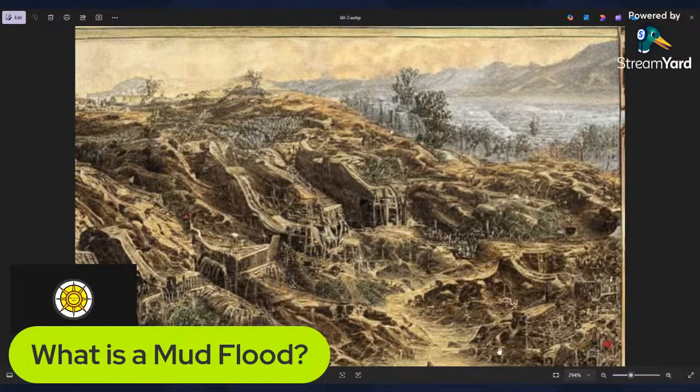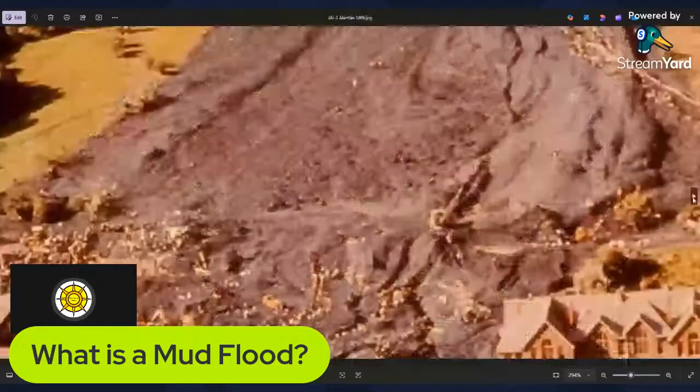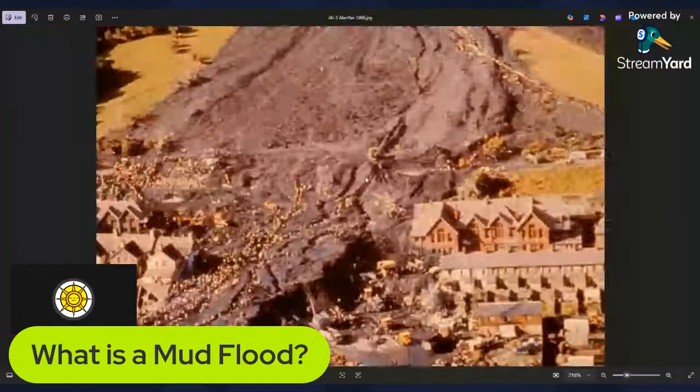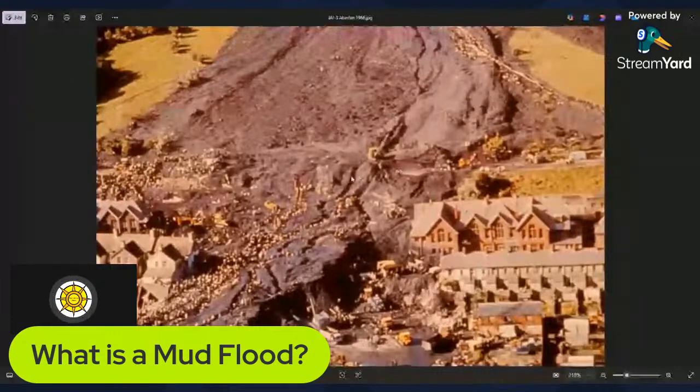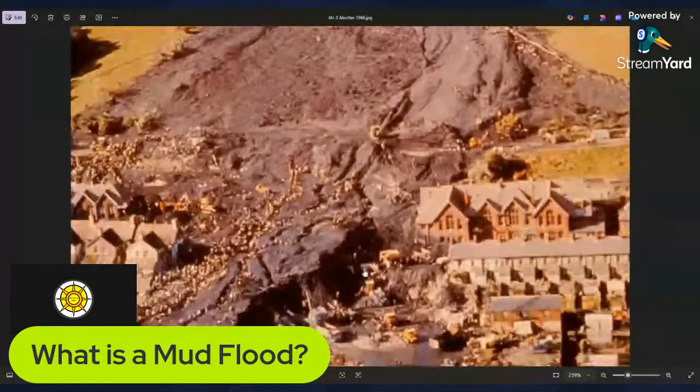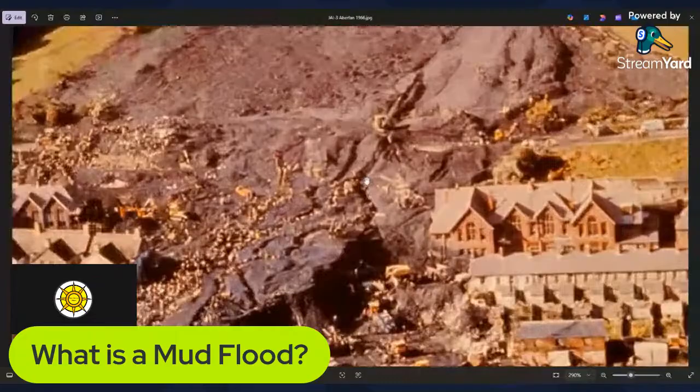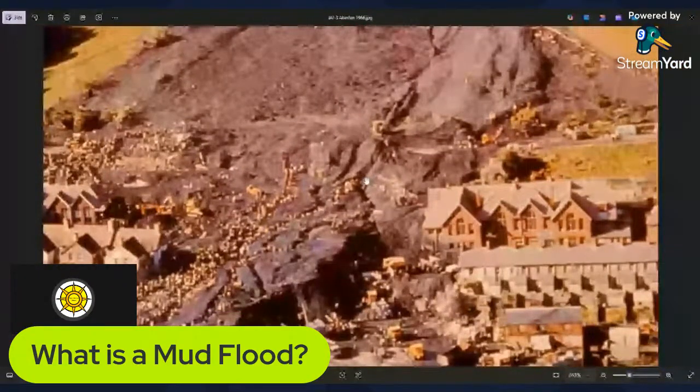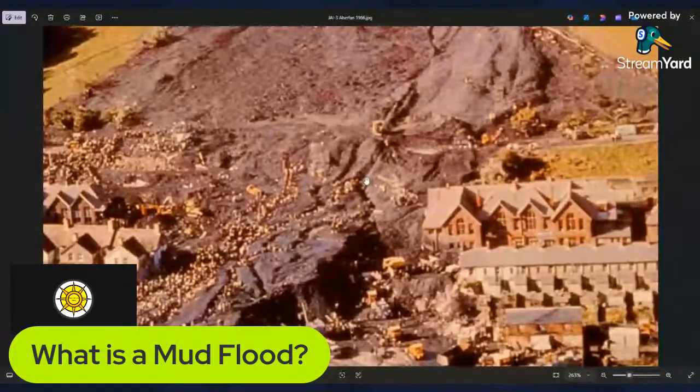So anyway, that's exactly what a mud flood is. Now, what you're looking at here is a disaster, a coal mining disaster in Aberfan, United Kingdom, 1966. And what had happened in this particular disaster, and yes, this is an official image, and this is a widely documented historical event, the coal topsoil that they piled up on top of a hill actually all collapsed, and you can see it utterly destroyed this particular neighborhood here.